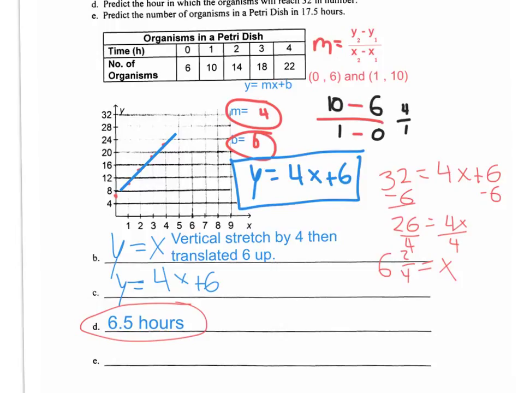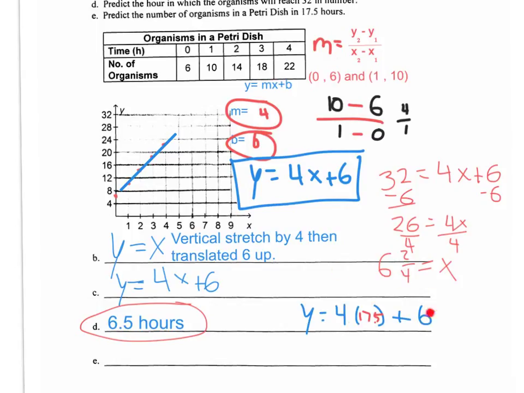And now for the last one, predict the number of organisms in the Petri dish at 17.5. I'm looking at this one right here, the E. And once again, they're giving us the hours, and they want to know how many organisms. So they're giving us x, and they want to know the y. So let's plug this value into x. Remember, to make predictions, you just plug it into your line that best fits and work it out. So I'm going to plug it in down here.